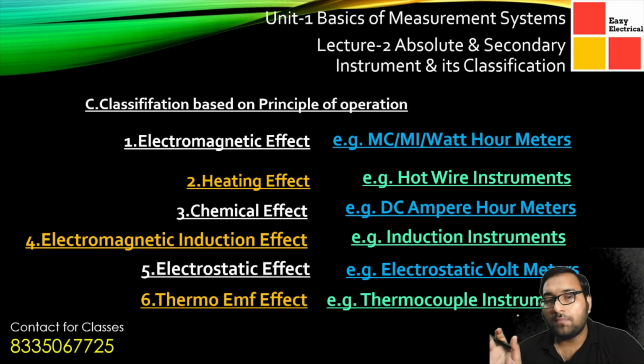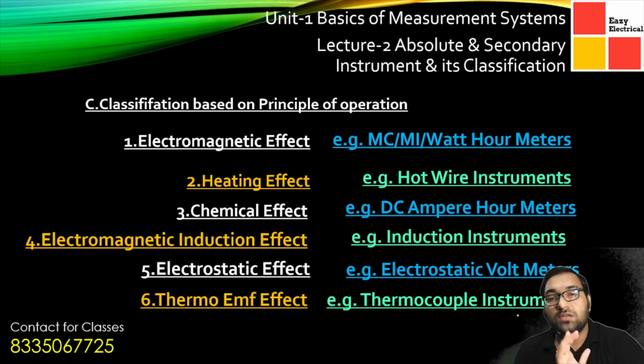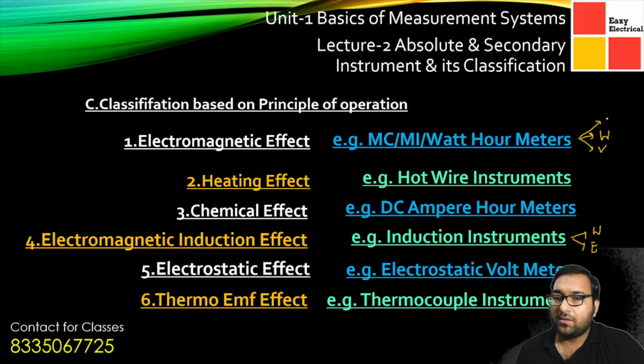Now DC ampere hour meter, in that case we are using chemical effect. Now induction instrument, we are using electromagnetic induction, you all know. Then electrostatic effect, we are basically using electrostatic voltmeters, and thermo effect, then basically thermocouple instrument. Induction type instruments, we all know, include induction type wattmeters and energy meters. MC and MI types will have wattmeters as well as voltmeters as well as ammeters as common examples. Ampere hour meters are basic examples of energy meters.